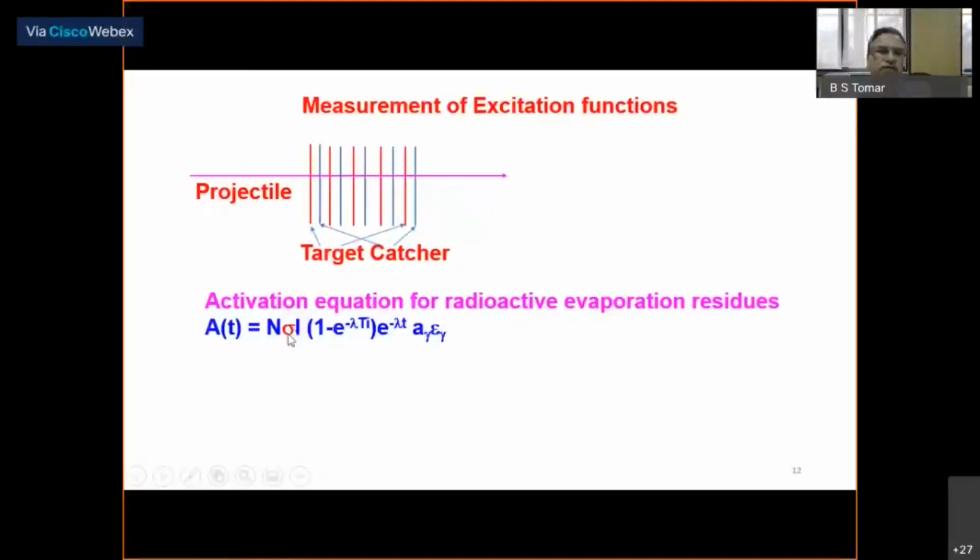So by measuring the sigma at a particular energy, you get sigma versus E. That is the excitation function. The different products you can isolate in this target catcher pair by gamma spectrometry. You use a high purity germanium detector wherein you can resolve all the gamma rays of the residues. So multiple products you can determine in one experiment.